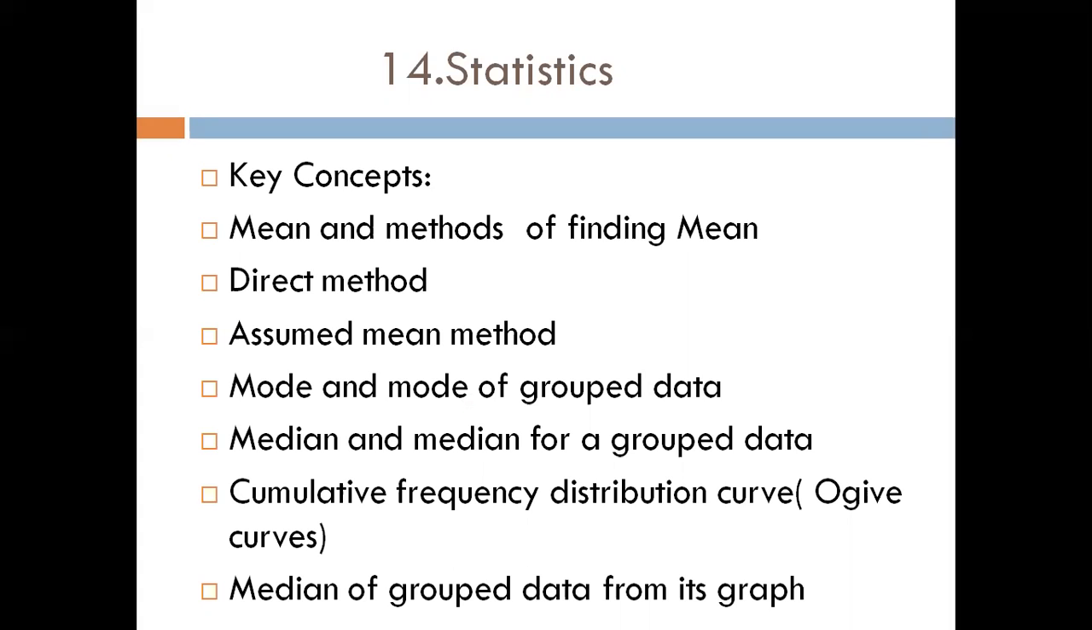Then mode, the definition of mode and mode of grouped data, median and median of a grouped data, then cumulative frequency distribution curve, I mean Ogive curves. Already last year you have learned how to prepare the less than cumulative frequency table and greater than cumulative frequency table, and from that how to construct the curves also. So what you learned last year, you will use it here in this chapter to find the median through the graph. So that is only the last one. It is median of grouped data from its graph.